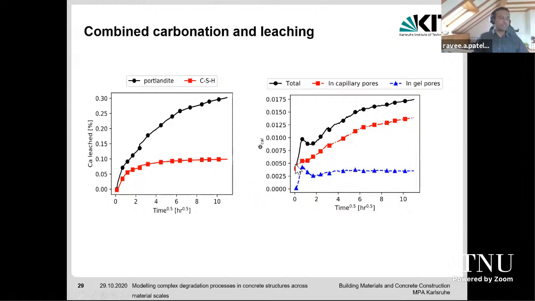And what is interesting to note is that the porosity does not need to completely clog to retard the calcium leaching. So even small changes in porosity can have a significant impact on the way the kinetics of the system is evolving.